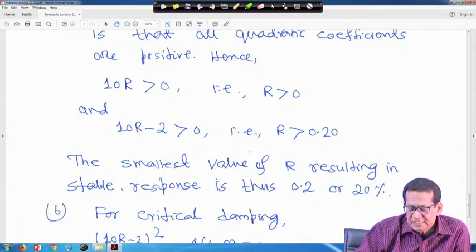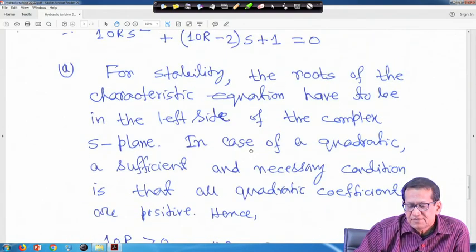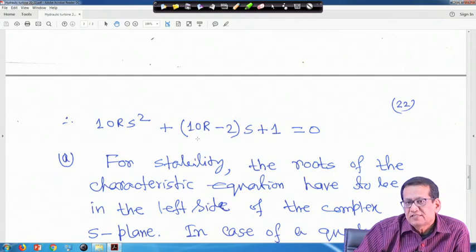Now, if you want critically damped, then the roots will be the same, right.